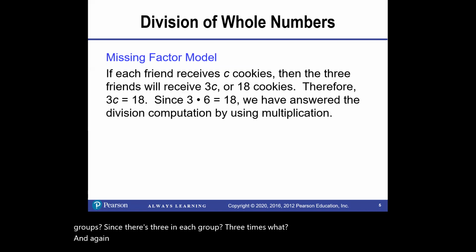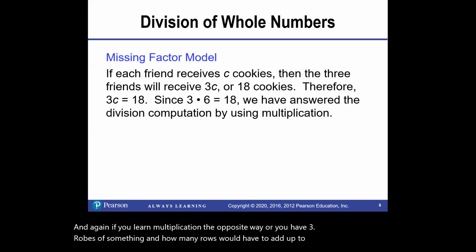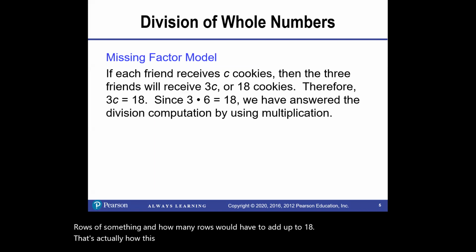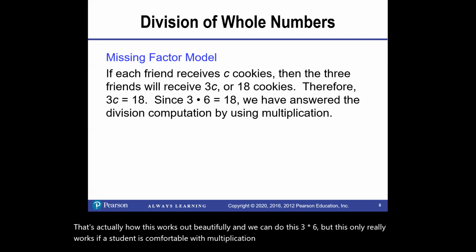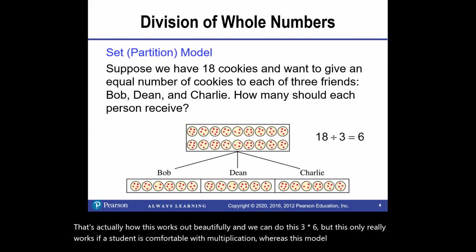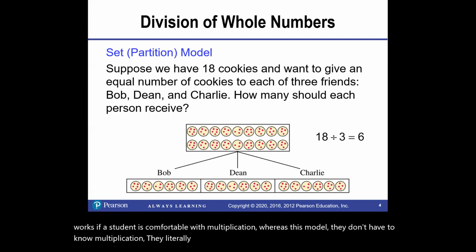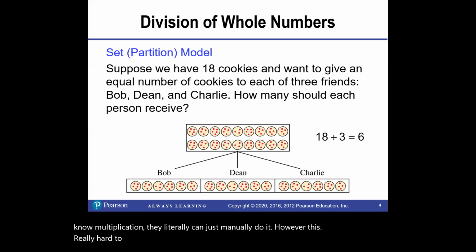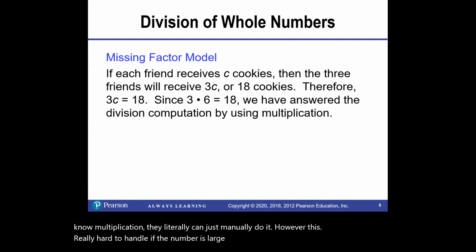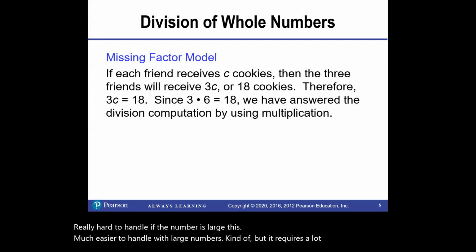And again, if you learn multiplication the opposite way, where you have 3 rows of something and how many rows would have to add up to 18, that's how this works out beautifully. And we can do this: 3 times 6. But this only really works if a student is comfortable with multiplication. Whereas with the partitioning model, they don't have to know multiplication. They literally can just manually do it. However, that's really hard to handle if the number is large. This is much easier to handle with large numbers, but it requires a lot of multiplication.